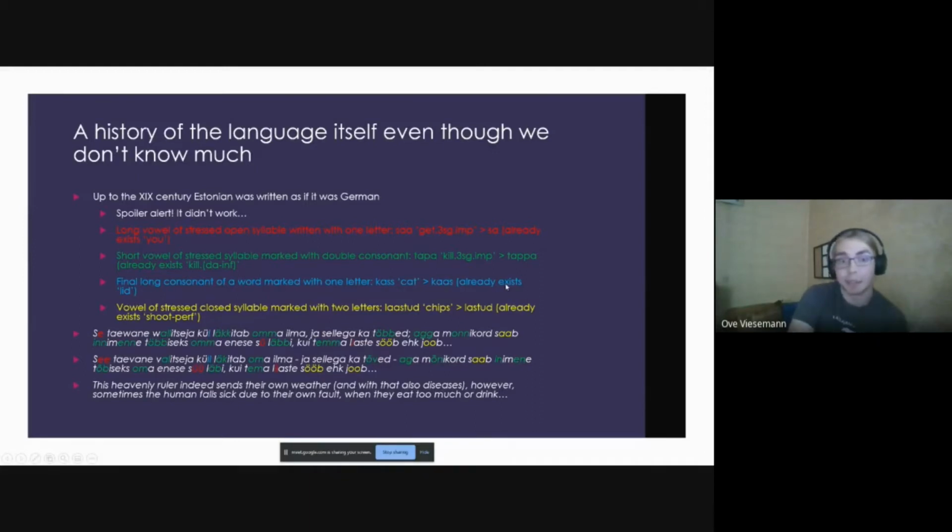And well, that also exists already. And then the vowel of the stressed syllable was marked with two letters. For example, lastud would be written as lastud, and that is also a word. And here I put a sample sentence in with the German orthography, then with the standard orthography, and then the English translation.